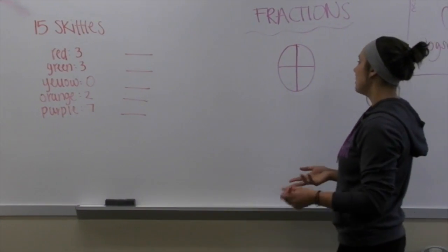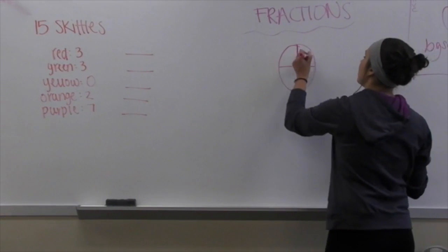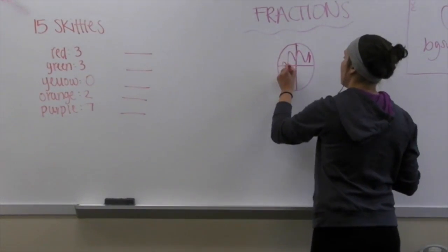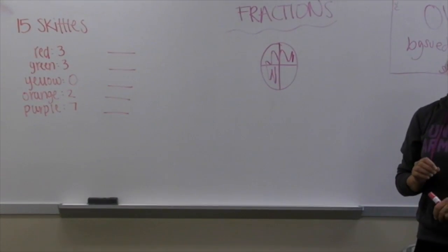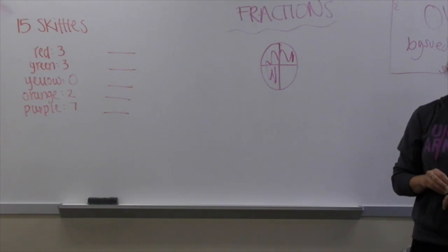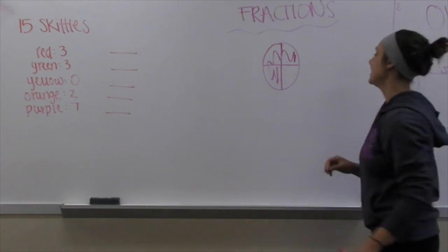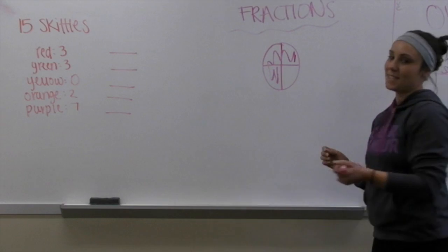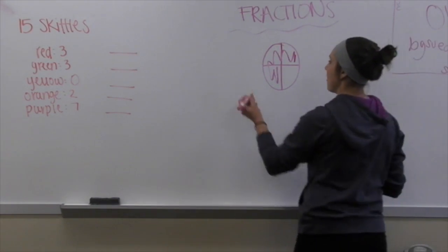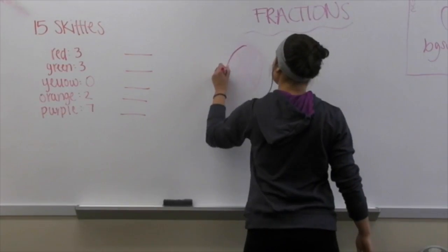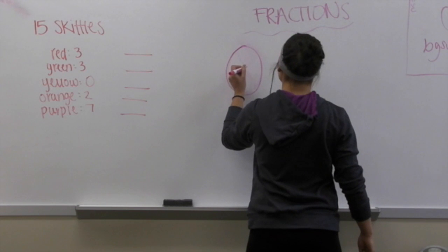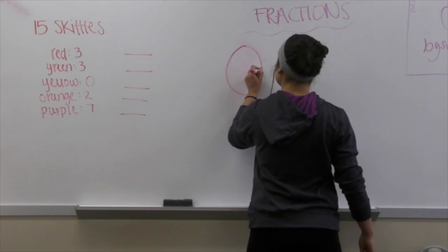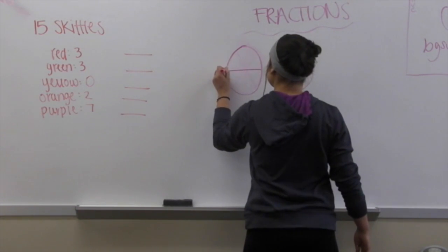So say I had 3 people eating, and if I shaded all of this, what would that give me? Laura? 3/4, good. So now I have 3/4 of the pizza eaten. But what if I wanted to share it with 10 people? So I need 10 pieces of pizza. That's 5 on each side.